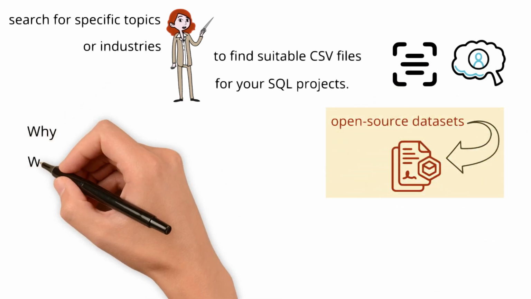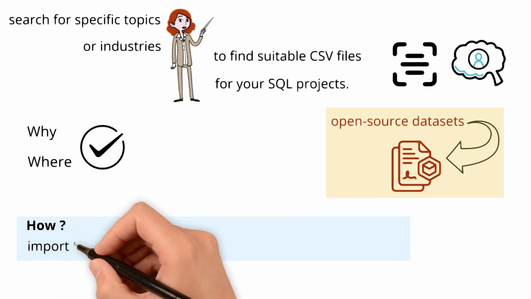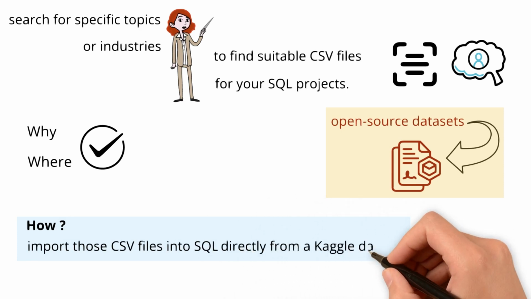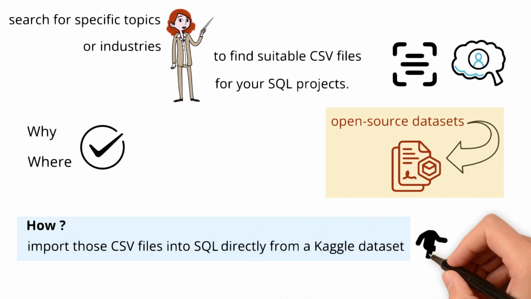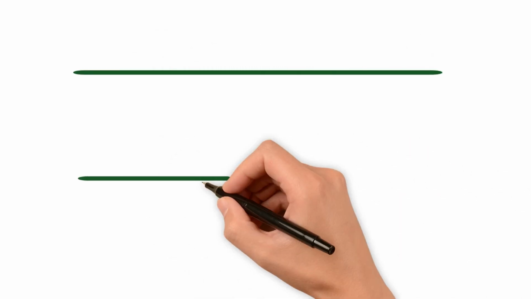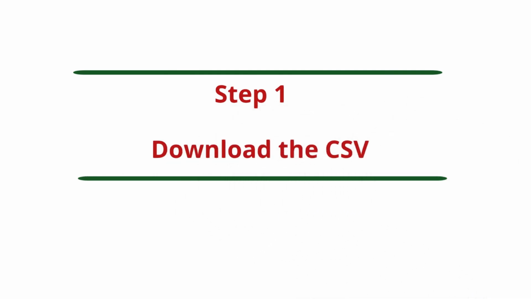So, with the why and where out of the way, let's get to the steps to the how and import these CSV files into SQL directly from a Kaggle dataset. Let's break it down into easy to follow steps so you can do it yourself. Your step 1 is to download the CSV.